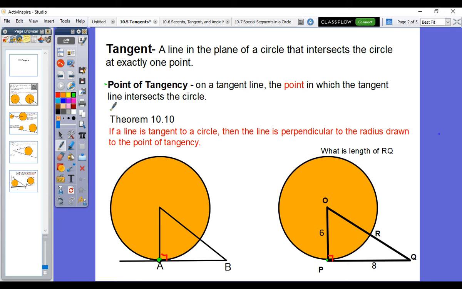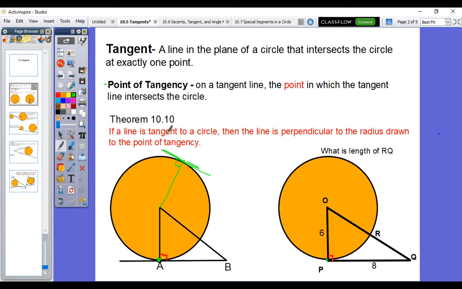According to this theorem, anytime you draw a radius from the center to that point of tangency, it will always make a right angle right there. So if the tangent line's up here, with the point of tangency, and I draw a radius from here to here, it makes a right angle every single time.